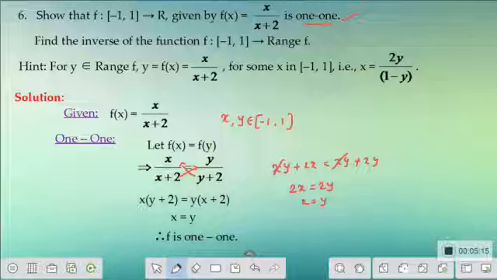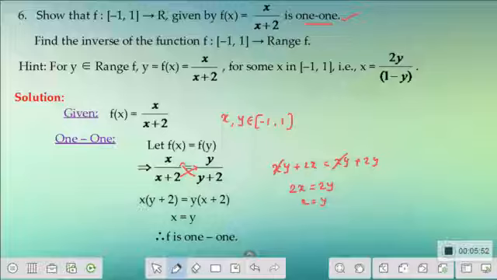Now find the inverse of the function f from minus 1 to 1 to the range f. Now to find an inverse of a function, first I have to prove that the given function f is invertible, for which I have to prove f is 1 to 1 and also onto. The first part, 1 to 1, is done, so let us prove the given function is onto also. And then we can confirm that it has an inverse, and then we'll try to find the inverse of this function.